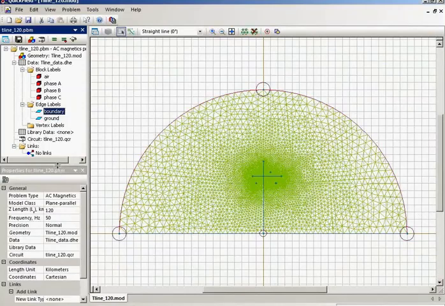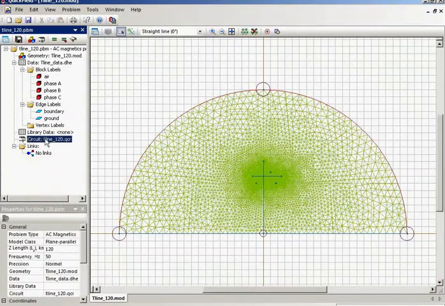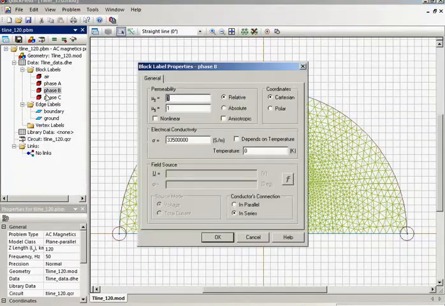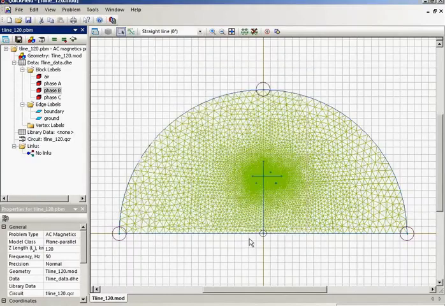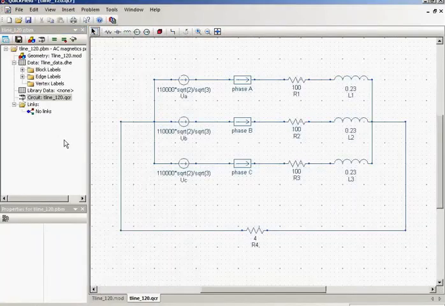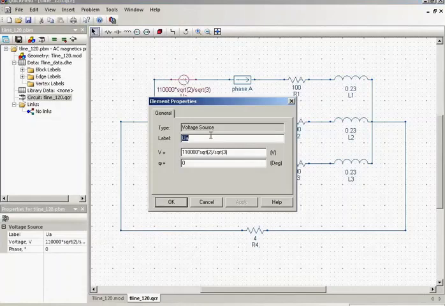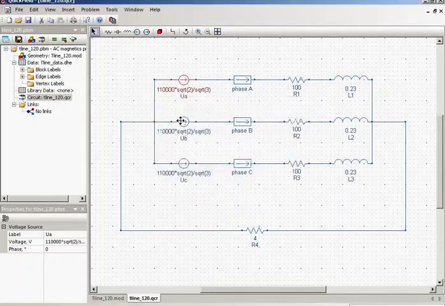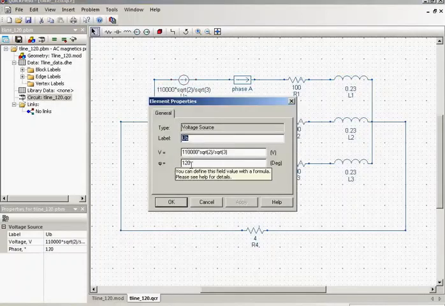And once more, in this problem we have the electric circuit. There are no field sources specified in the label properties. The sources are specified in the electric circuit. So this is the electric circuit. These are voltage sources for the phase A. I specify the magnitude of the source and the phase. For the phase B, I have the phase 120, and for the phase C, I have the phase of 240.